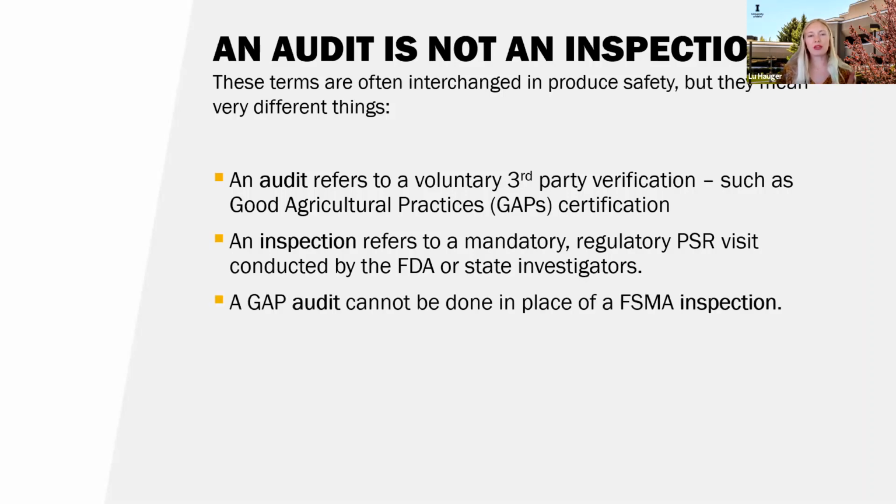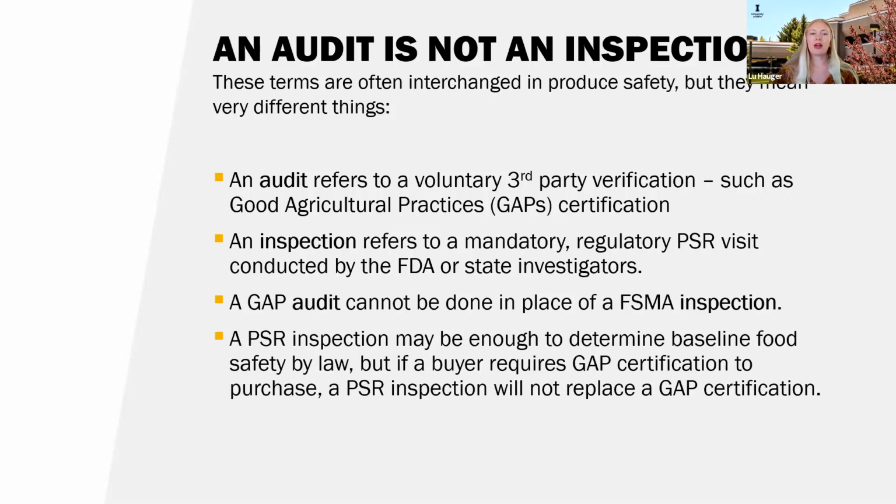A couple of other important things to differentiate: a GAP audit cannot be done in place of a FSMA inspection because they are different programs, which we'll talk about. And lastly, a produce safety rule inspection may be enough to determine baseline food safety by law, meaning it is the scientific baseline of what food safety is and what standards should be reached in order to have a safe practice with your operation.